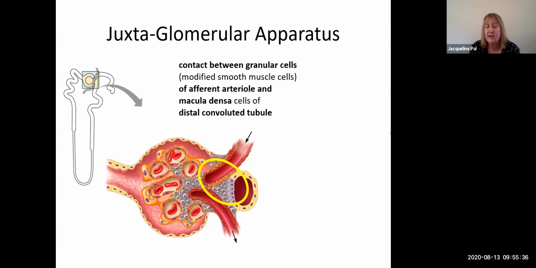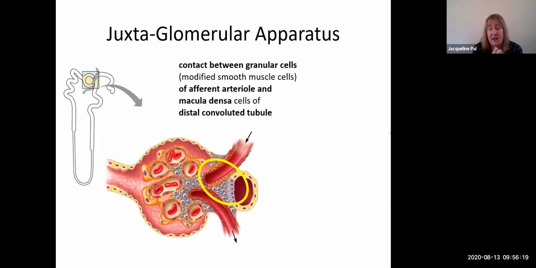And they are in contact 24/7, chatting it up with some specialized cells that were found in the distal convoluted tubule. If you recall, I pointed out that the distal convoluted tubule always goes back to the vascular pole, and the reason for that is there are specialized cells, which you can see are a lot denser than the normal cells in the distal convoluted tubule. And those specialized cells, that area is called the macula densa of the distal convoluted tubule. And these are the cells that are talking to the granular cells of the afferent arteriole. And so this is the area known as the juxtaglomerular apparatus.